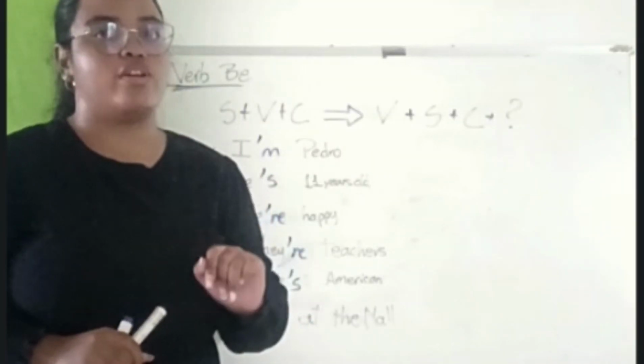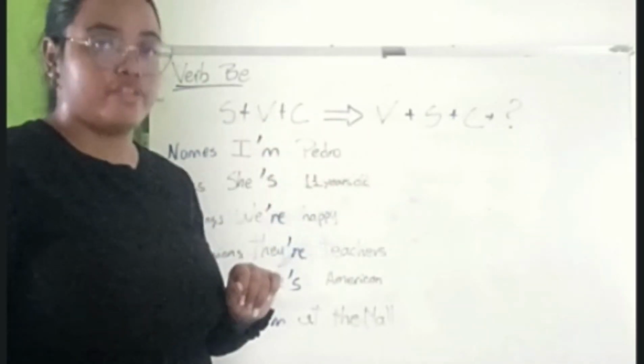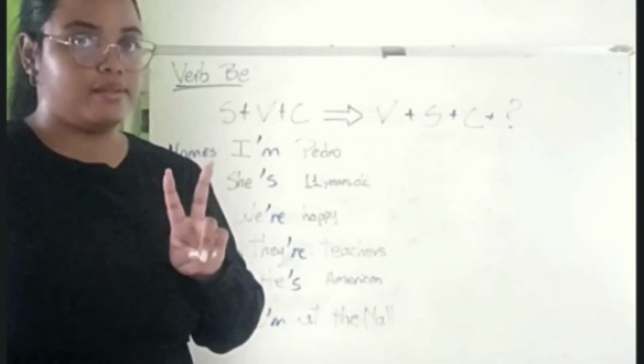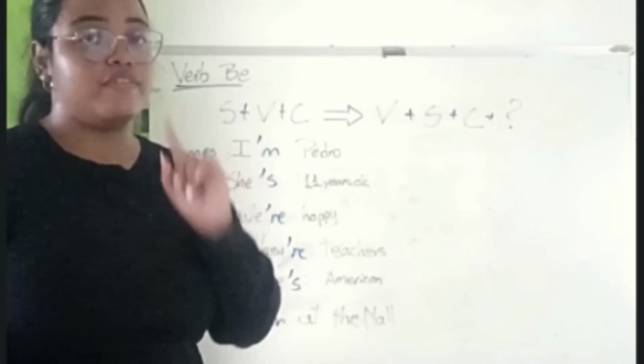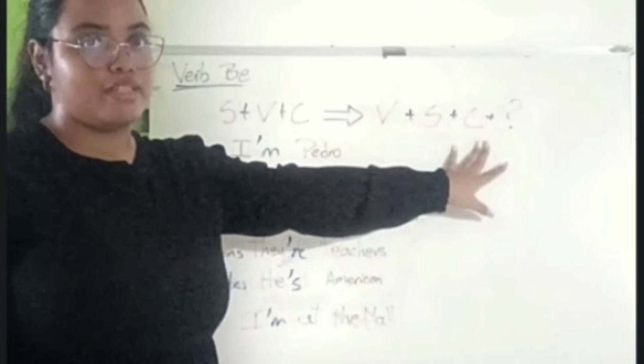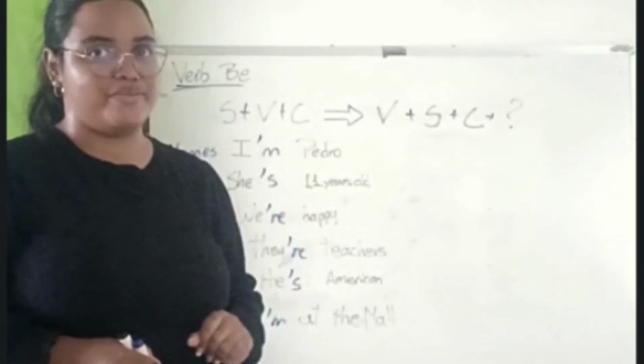Now, let's see the questions. The only thing that changes in the question is the position of the verb. In the sentence, the position of the verb is the second place, but in the question, the position of the verb is the first place, like verb, subject, and complement. Don't forget to add a question mark at the end of the question.